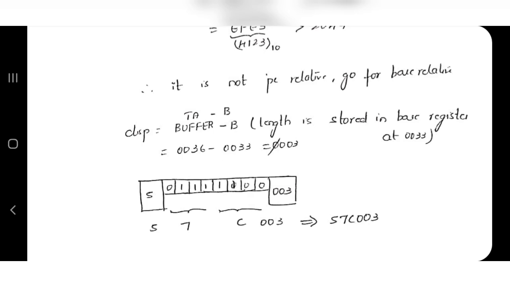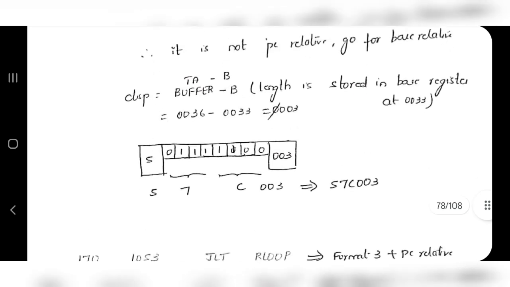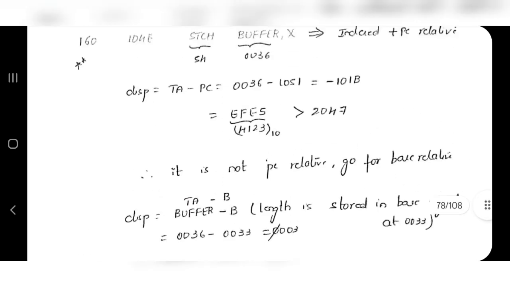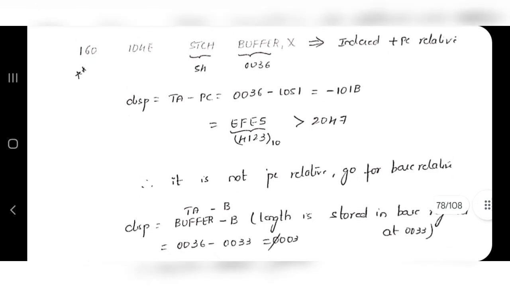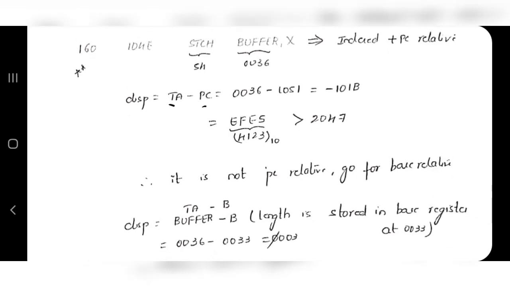Okay, so that's all you'll be doing here, and whatever answer you get, you'll be writing here. For that you'll be doing the buffer minus the b value instead of ta minus pc value. For the buffer, the buffer is 0036 minus the b value. The b value is different: the pc value is the next pc counter value, but the b value is 0033.